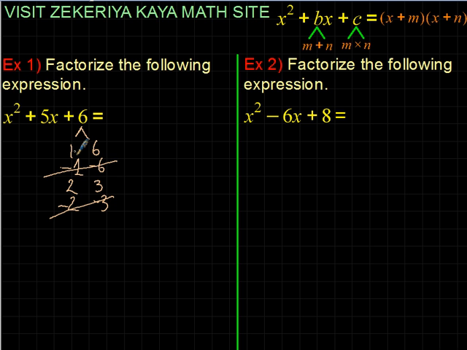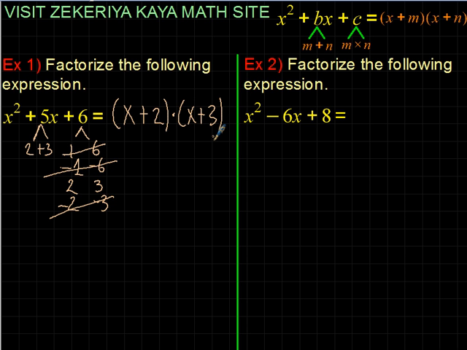If I look for the positive ones, 1 plus 6 makes 7. 2 plus 3 makes 5. So 2 and 3 are the numbers for this example. I can factorize this expression as x plus 2 times x plus 3. Now let's look at the second.